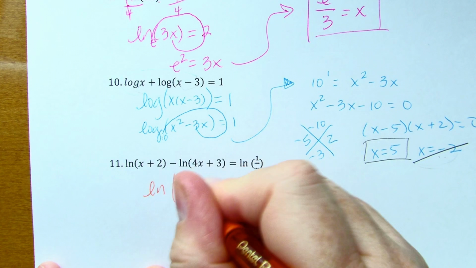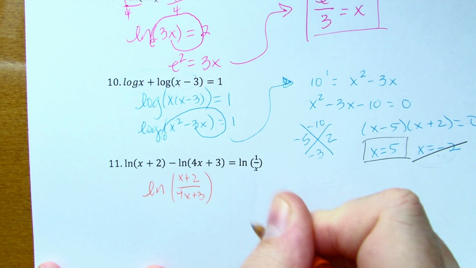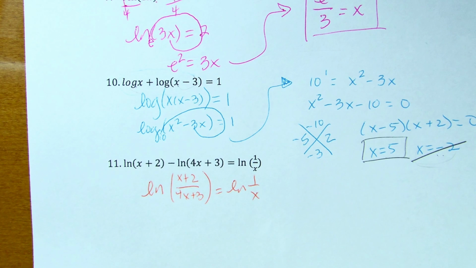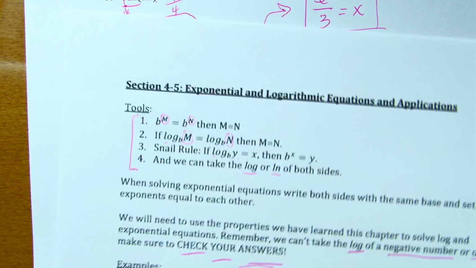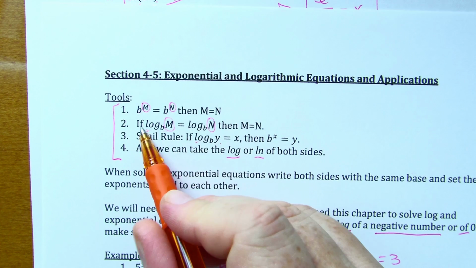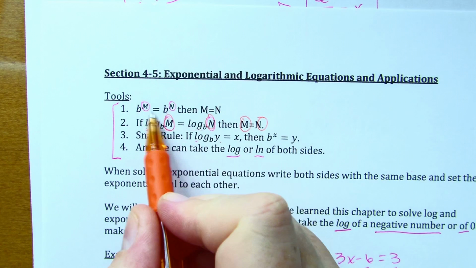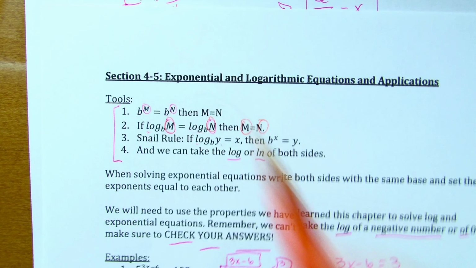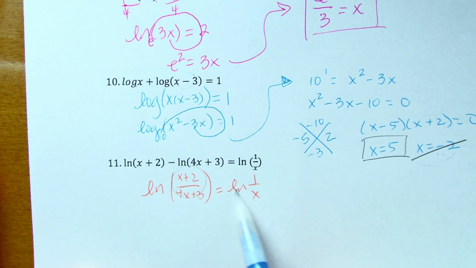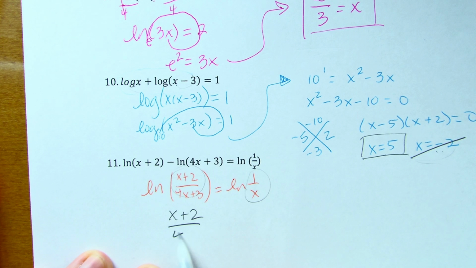So I have the natural log of x plus 2 over 4x plus 3 equals the natural log of 1 over x. And when we use that property, if I have the log base b, so same bases, one logarithm, then that means these pieces are equal to each other, kind of like what we were doing here, where we set the exponents equal to each other. I have the natural log of this equals the natural log of this, so those two must be equal to each other.